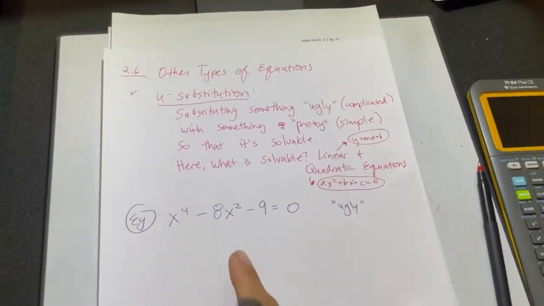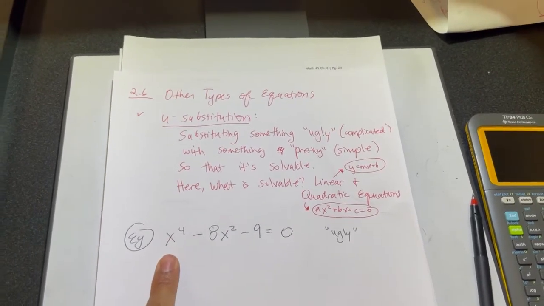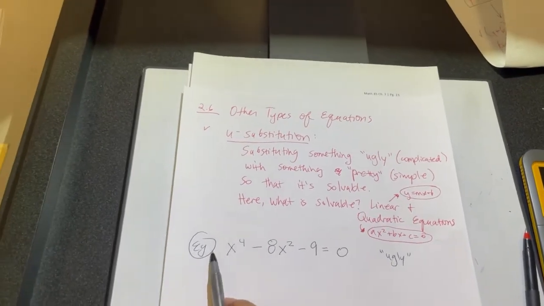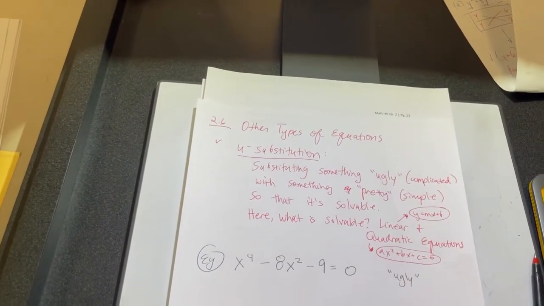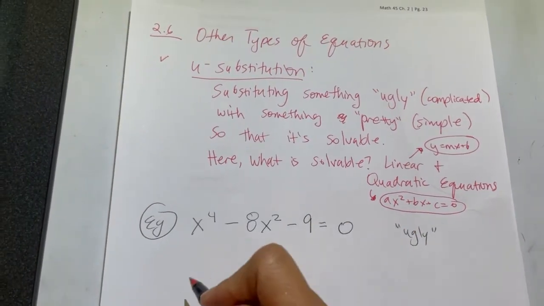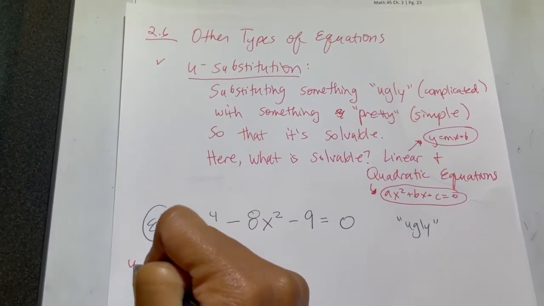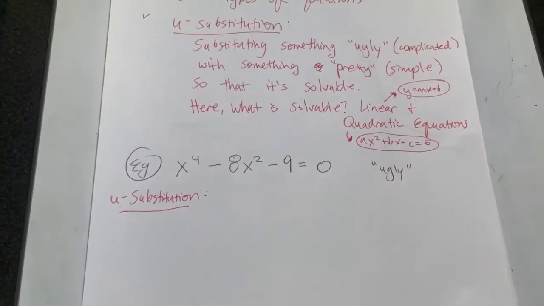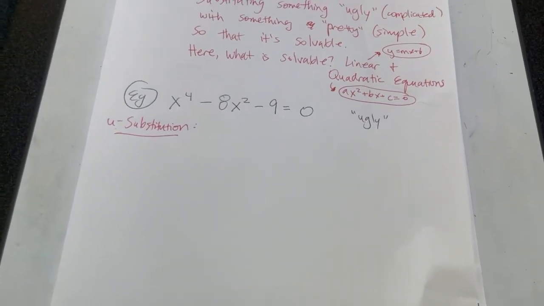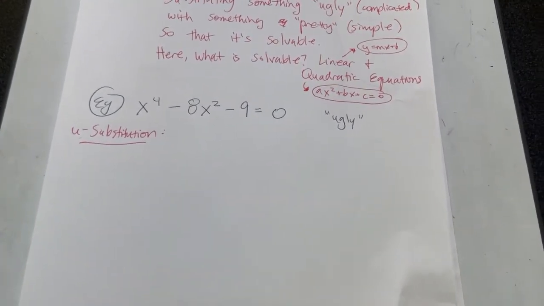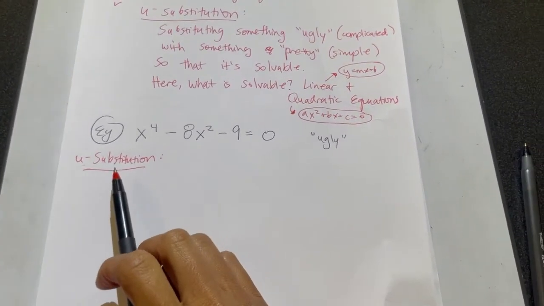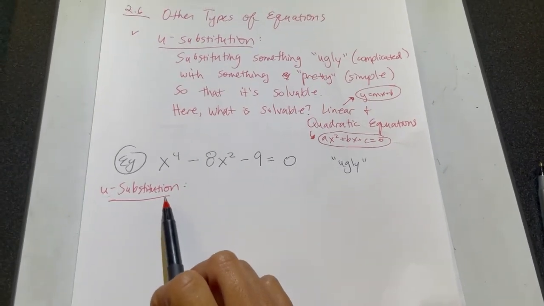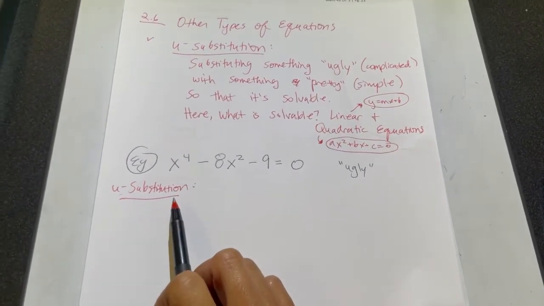So I'm going to replace this x to the 4th with something that I do know. I want this to be something to the 2nd power, right? So I'm going to do U-substitution. And this is the beauty of math. You can make it look like what you want it to be as long as it's following the right rules. And U-substitution, if you go to calculus, you're going to use this in calculus a lot. Because calculus is complicated, but you can make it look pretty. Once you make it look pretty, you're like, oh, I know how to do this.